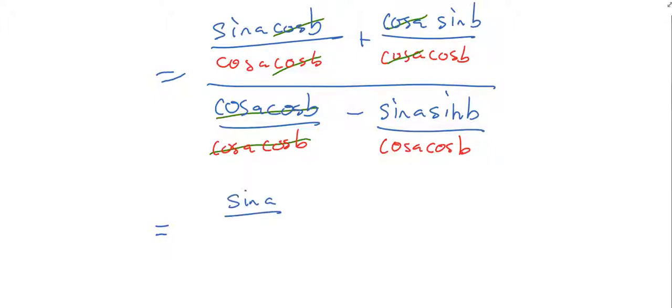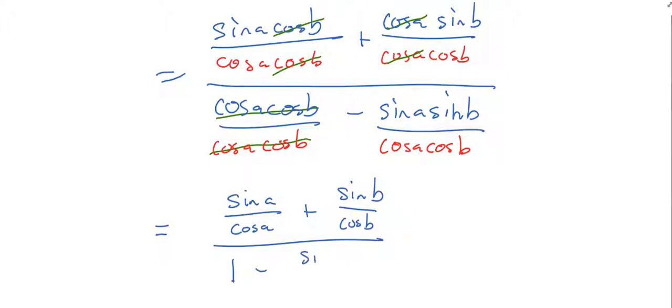So I've got sine A over cos A plus sine B over cos B, all over that 1 minus sine A sine B all over cos A cos B. So again, please don't shout anything out here because I want everybody to have a chance to think about this. What do you see going on here?